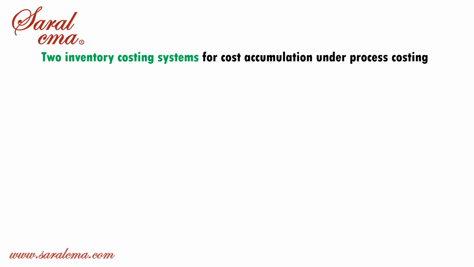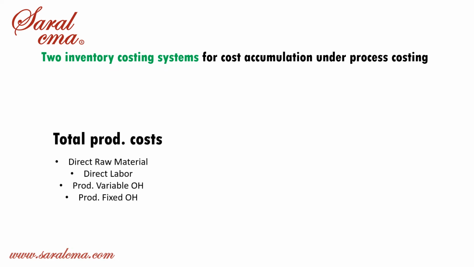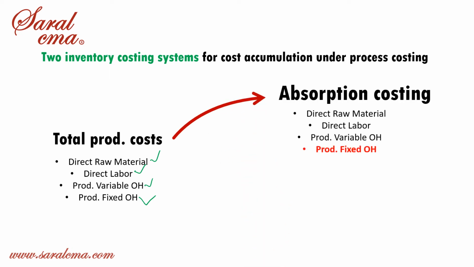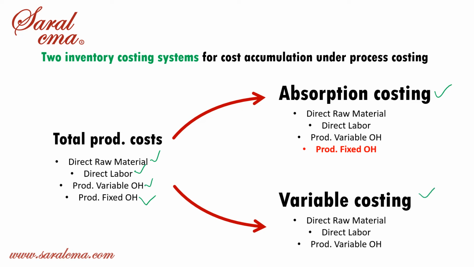There are two categories of inventory costing system for cost accumulation under process costing. Just now we saw that the total product costs that go into a product are direct material, direct labor, production variable overhead, and production fixed overhead. All these four costs go into a product cost under absorption costing. There is another costing system known as variable costing, where only three costs are considered: direct raw material cost, direct labor cost, and production variable overhead cost. Only these three costs go into a product under variable costing.